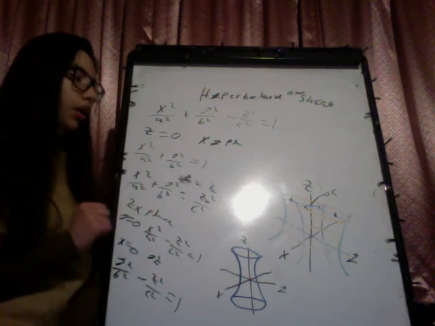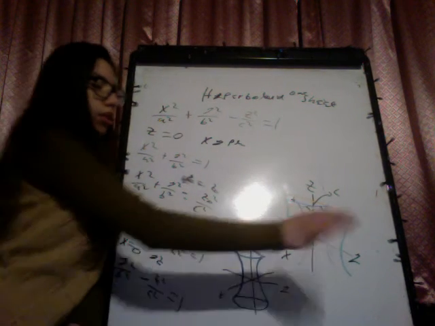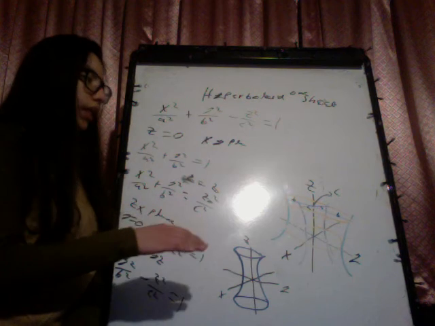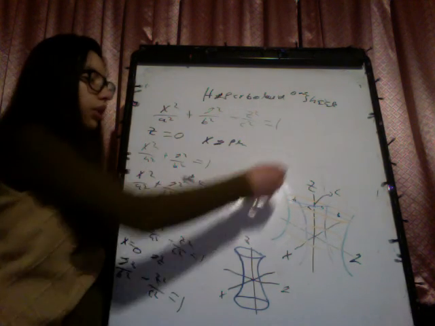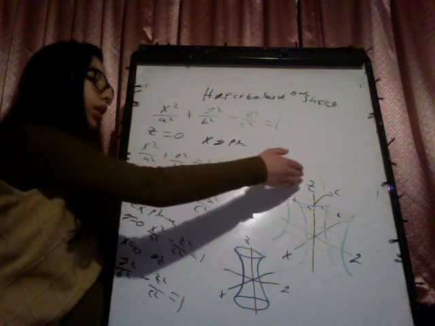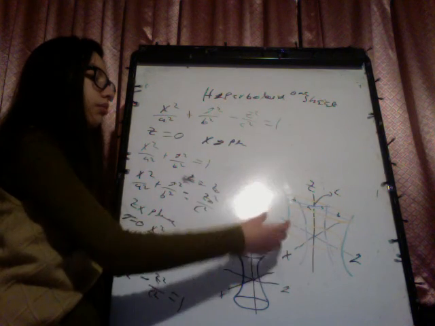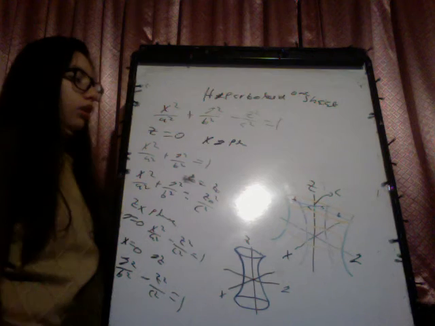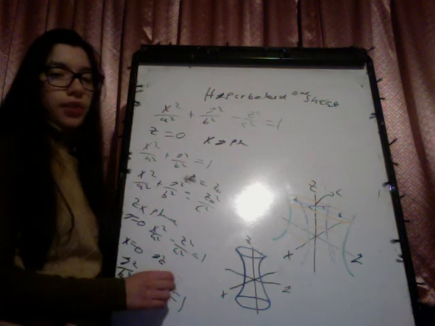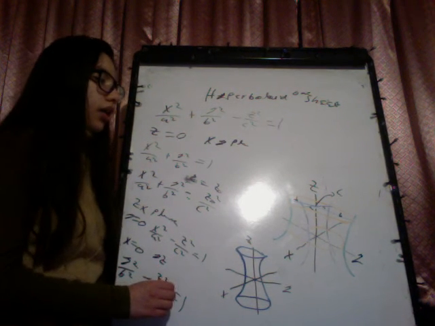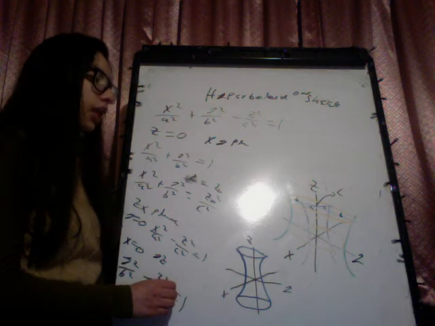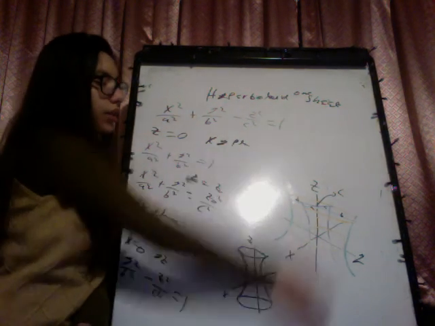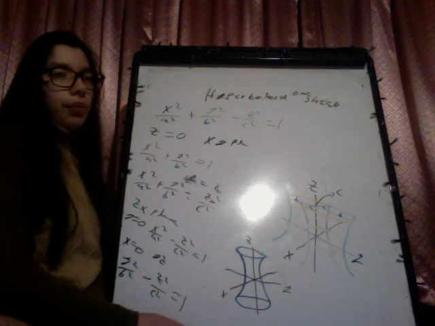Alright, so in cross-sectional cuts in planes that are perpendicular to the axis in which the hyperboloid is opening, you have ellipses, and in planes that contain that axis, the xc plane or the yc plane, you have hyperbolas.